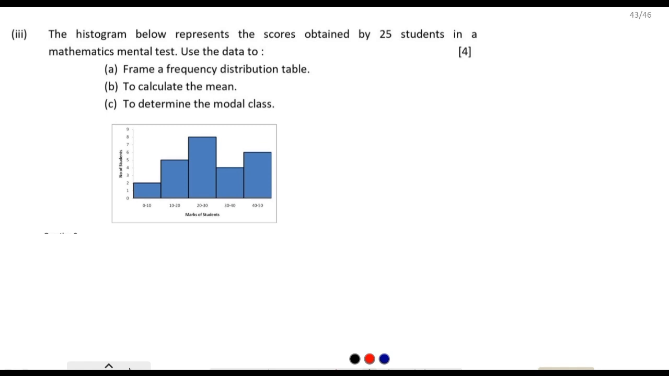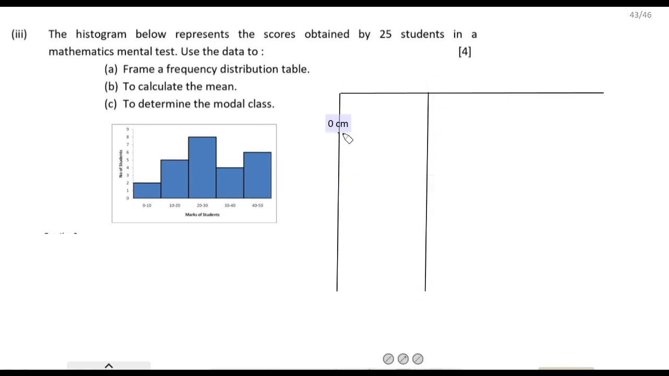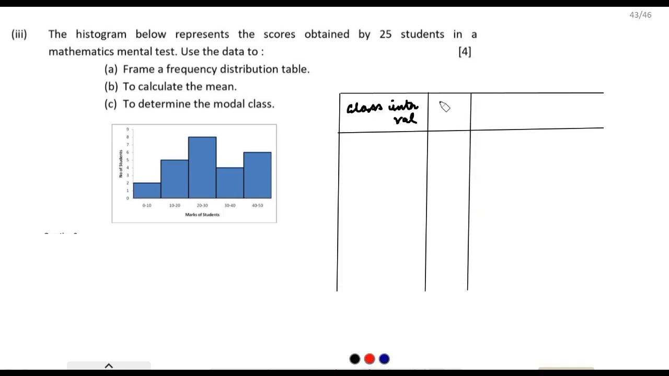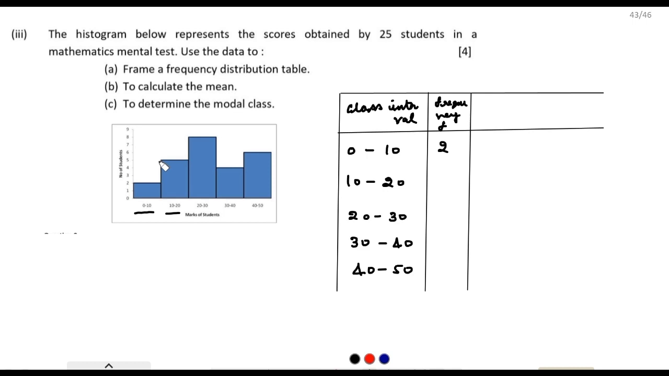Third part, a histogram is given. Frame the frequency distribution table. Now corresponding frequencies: 0 to 10, 2 frequency, next 5 and then 8, 4 and 6. This is the frequency distribution table.